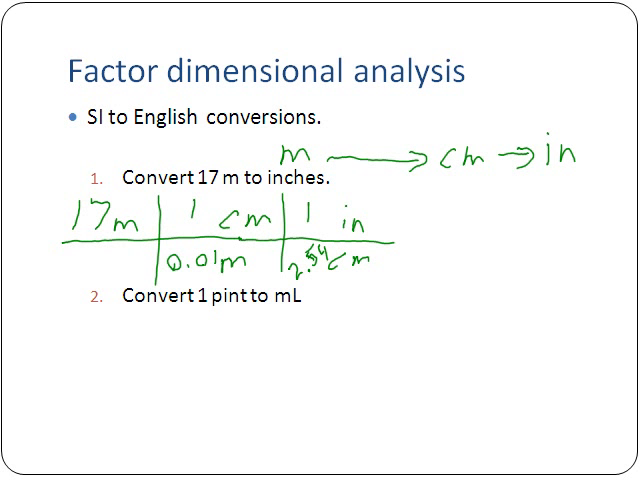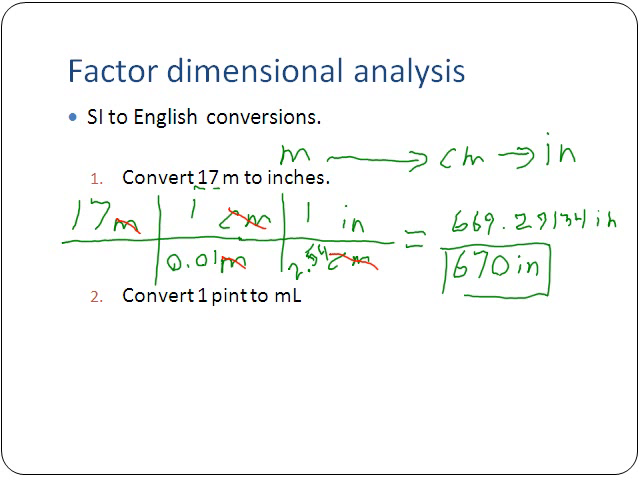At this point, let's look at our units. Meters has been canceled. Centimeters has been canceled. We've only got inches left, which is what we want. So once again, multiply across the top, divide by the bottom. So we have 17 times 1 times 1 divided by 0.01 divided by 2.54. And in the calculator, that tells us that we get an unrounded answer of 669.29134 inches, which is way too precise. We only had 2 significant figures to start with, so our final answer here is going to be 670 inches. And so that's what we're going to get for that.